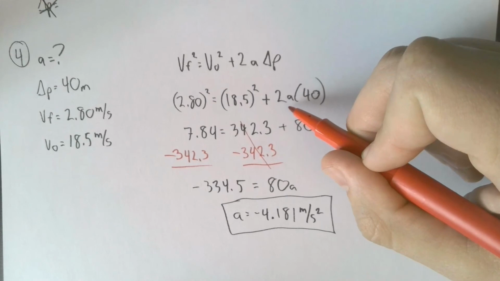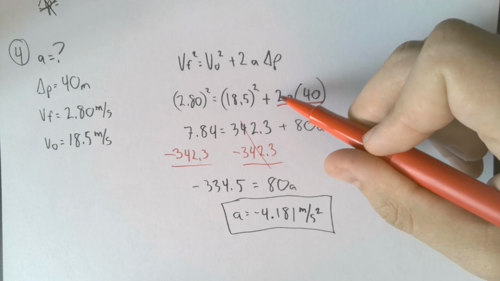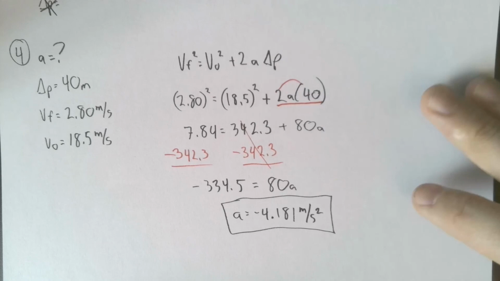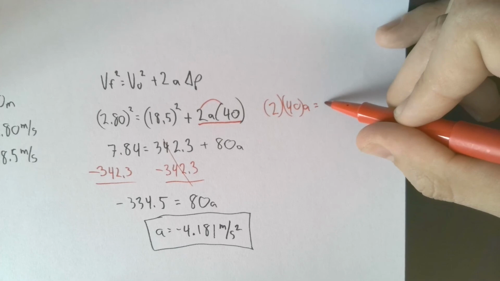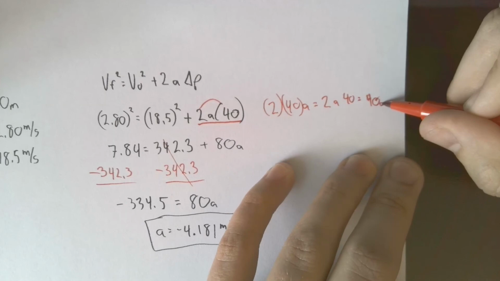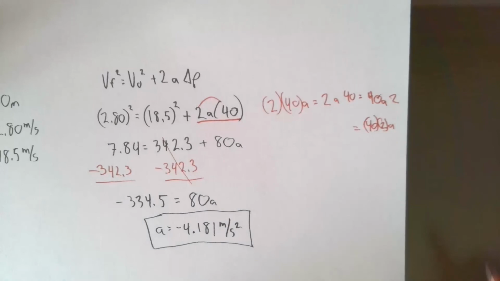I'm going to explain one thing. This is commonly missed. 2 times A times 40, you can multiply the 2 and the 40 because, I forget what the property is called, but basically in math, the order of a multiplication doesn't matter. 2 times 40 times A is the same as 2 times A times 40, is the same as 40 times A times 2. It's the same as 40 times 2 times A. So order doesn't matter. You'll still get the same number.